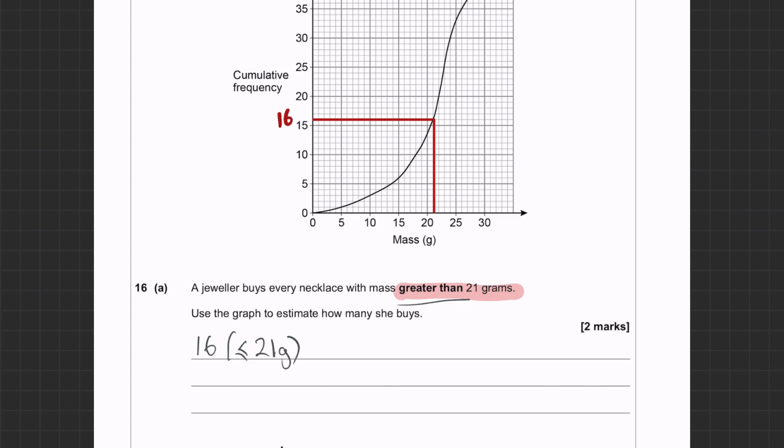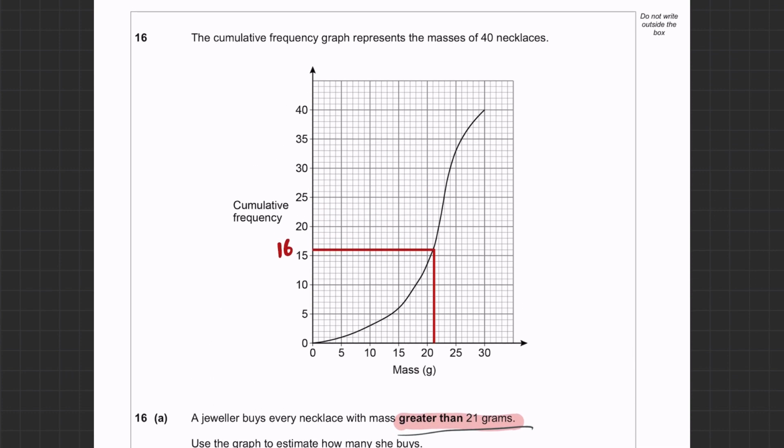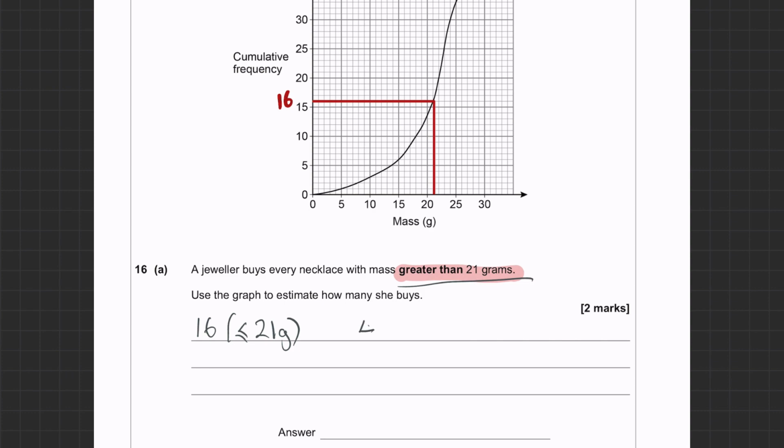But we, remember, are looking for greater than 21 grams. Well, we've got a total, as it says up here, of 40 necklaces. So we've got 40 necklaces in total, minus anything that's less than or equal to 21 grams, which is 16. So 40, take away 16, which is 24 necklaces remaining. So the answer is 24 necklaces are greater than 21 grams.